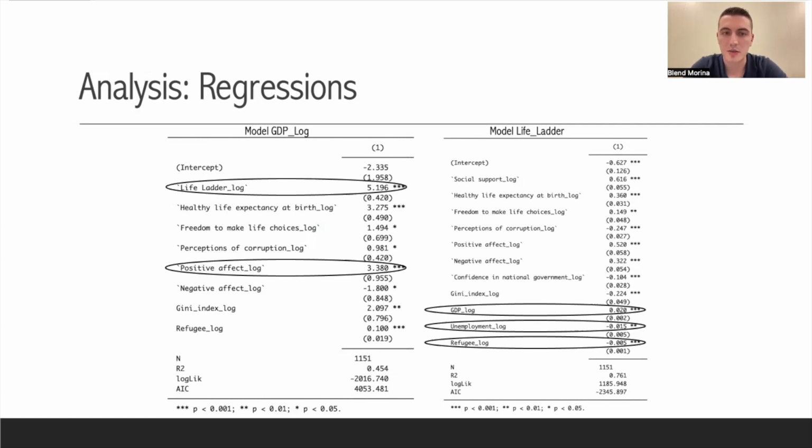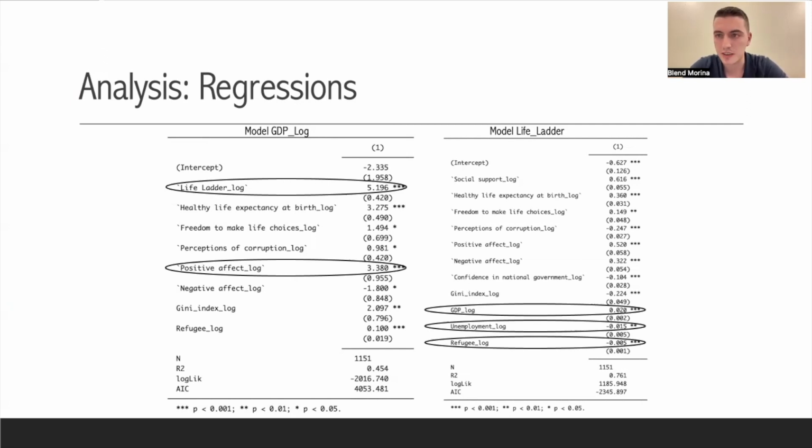In our analysis, we have done two regressions. The first is the GDP logarithm. We want to see if, with well-being variables, we can predict the GDP logarithm. As can be seen, a lot of variables are statistically significant. The two most important for us are life ladder and positive affect. The first one is subjective well-being, and the second one is average happiness. Both have a positive impact. It means that if one of these two variables increases, the GDP logarithm will increase as well.